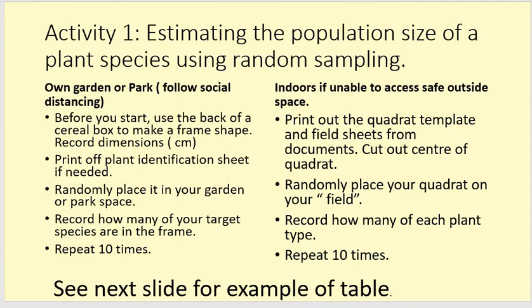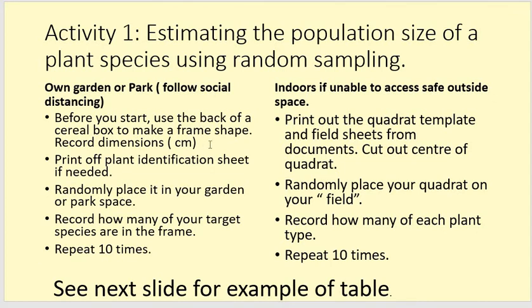Now, what we're going to do at home is you are going to have a go at estimating the population size of a plant species using random sampling. This is the first half of the required practical that you would do at school. You've got 2 options. On the left-hand side, you have got sampling in your own garden, if you've got one, or a park, if you've got one nearby and your parents have given you permission and you're able to follow social distancing rules. Before you start, you're going to need to make a quadrat of your own.